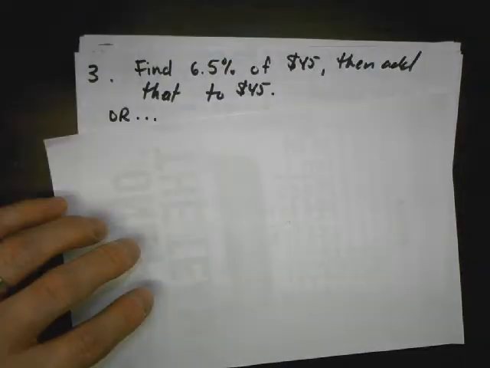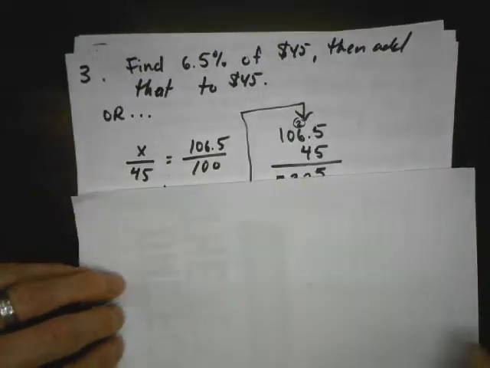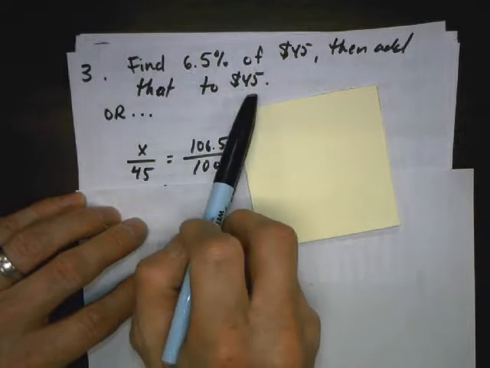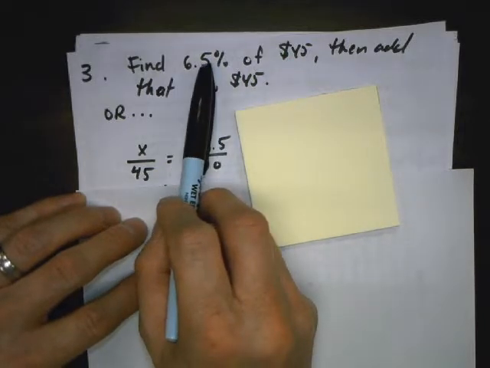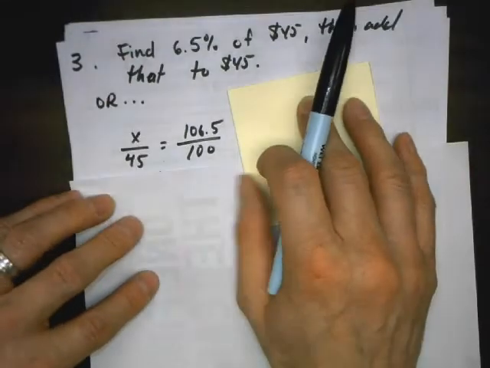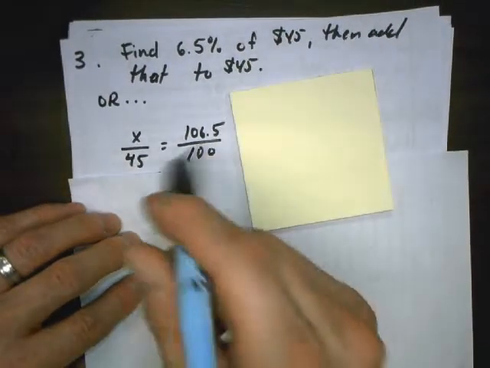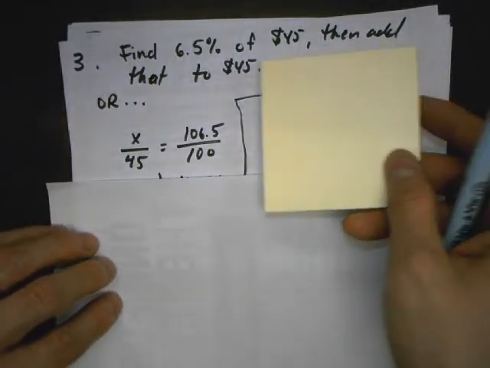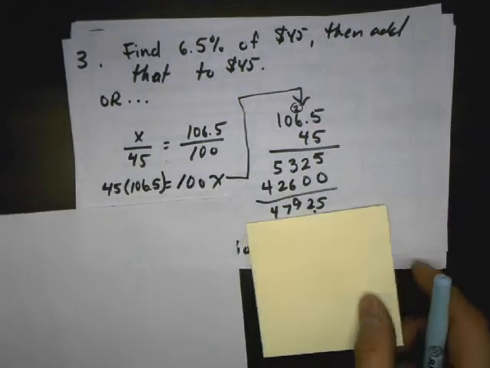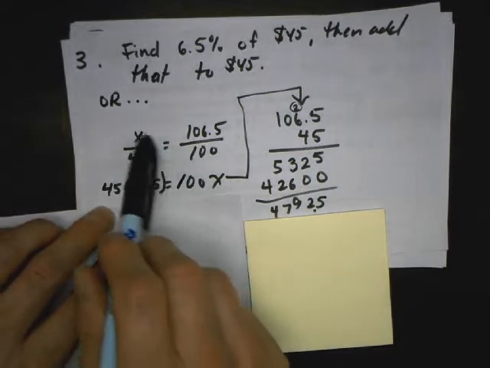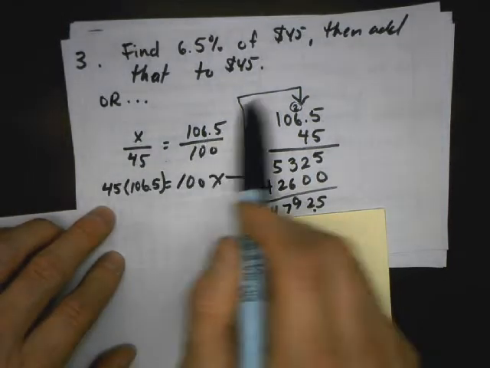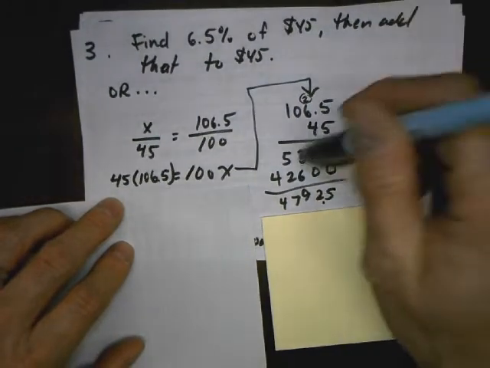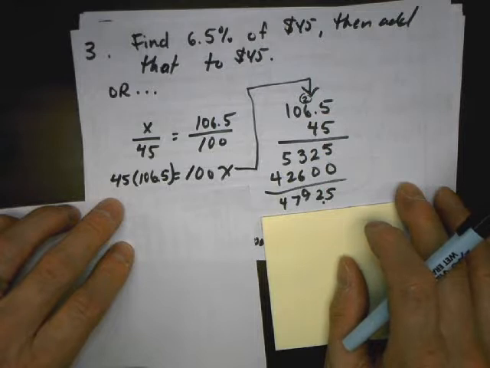Percent proportion. Or, since I'm going to add them together anyways, I might as well just add the percents together, right? 100%, which is $45, and 6.5% is 106.5%. So why don't I just find 106.5% of 45 and get it done in one shot? So what I do then is I cross multiply, and I go 100 times x is 100x, 45 times 106.5. Here's the work here if you have any issues with that. But pause the video and check that yourself. Make sure you got the same thing.